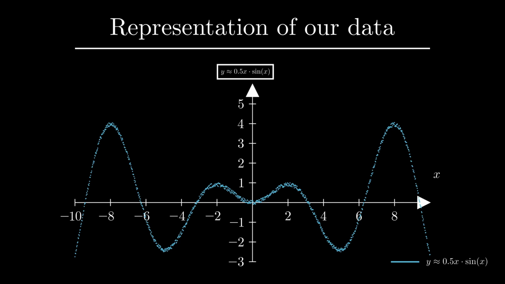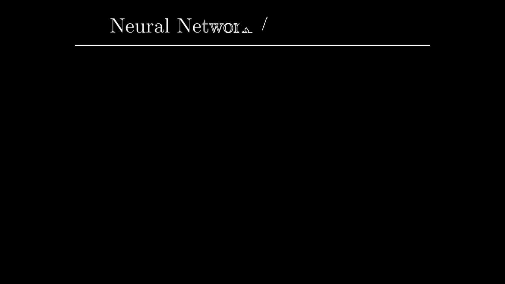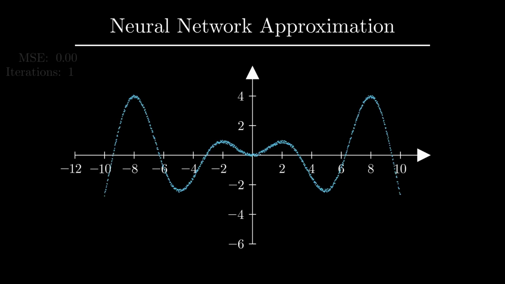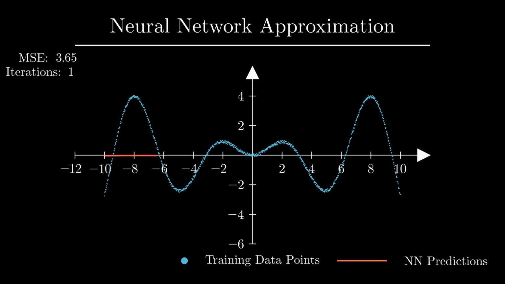In the next animation, we will see the training sequence of a neural network. Basically, we will see how it gets better over each iteration. As you can see on the screen, the blue dots represent our training data points, and the red line represents our predictions. On the top left of your screen, you can see MSE. This represents our loss function.